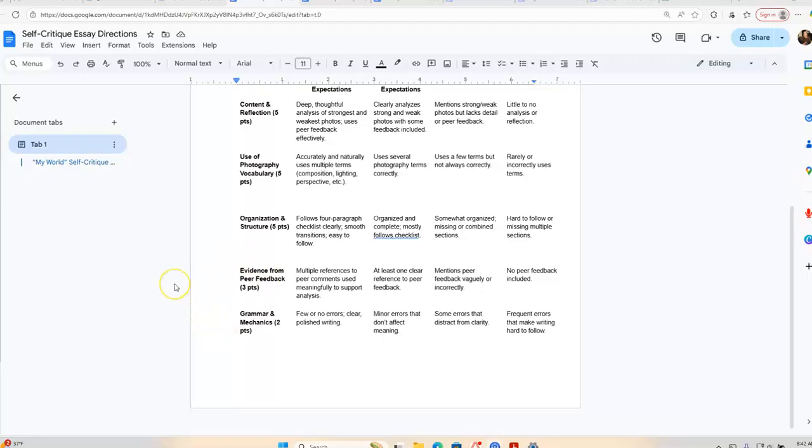Evidence from peer feedback. Again, I'm going to be looking to see that you are referencing comments that were given to you by your peers in your essay. And then, of course, your grammar and mechanics, making sure we have all of our spelling done correctly, all of our grammar, all of our punctuation, making sure we do simple things like indenting our paragraphs is going to be important as well. You guys are going to be typing these essays, so there's really no excuse to not have all of our words spelled correctly.